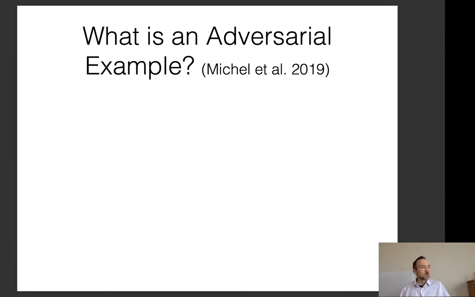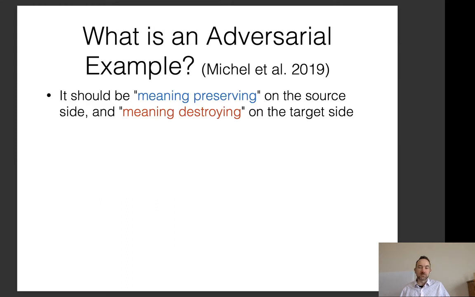So how do we define an adversarial example? Basically, for sequence generation tasks or classification tasks, we believe it should be meaning preserving on the source side and meaning destroying on the target side. So the meaning on the source side basically remains unchanged. The meaning on the target side should be completely changed. So if it's text classification, you should change the label into another unrelated label. If it's text generation, you should change the generated text into a different variety of text.